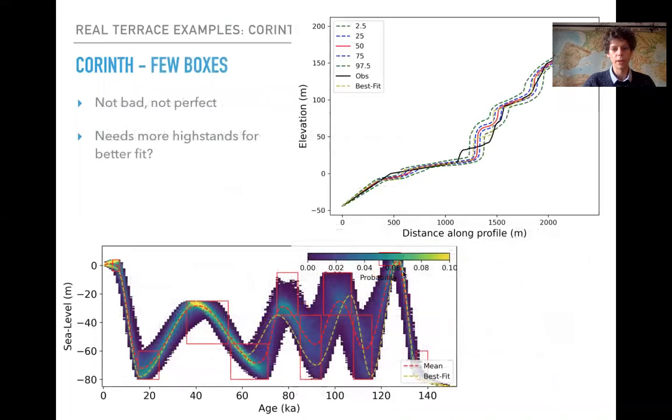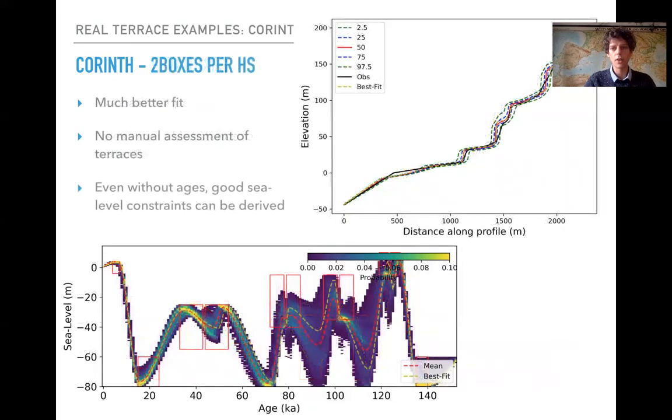So first starting off with a few boxes, so just one box per peak, MIS3, 5A, 5C, and 5E. It's not terrible, but it's not a perfect fit with this terrace sequence. So we figured, okay, probably we need more high stands or a bit more variation within these high stands to make sure we can really recreate this terrace sequence appropriately.